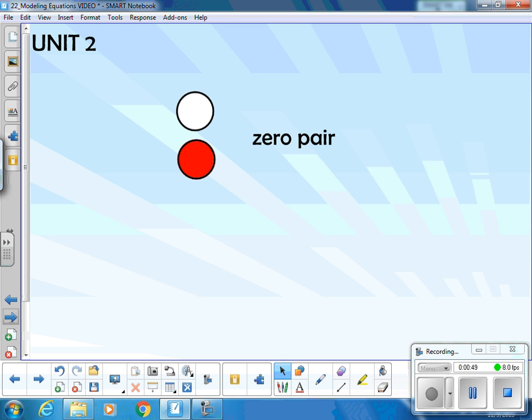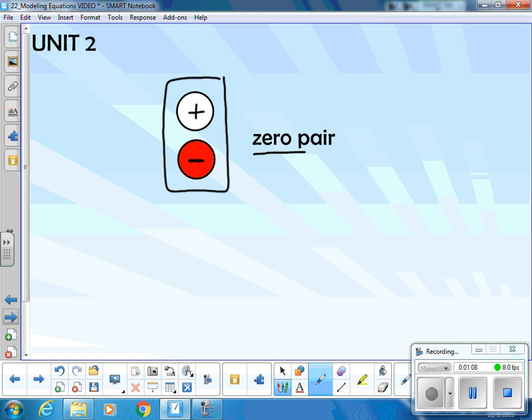So if you remember back when we were talking about our integers, and we had the counters, with those counters, our white counters were positive and our red counters were negative. If you remember that, when we put them together, we called that a zero pair, because if I have +1 and -1, I have one and I take one away, that equals 0. That is our inverse property of addition. So we're going to be using that inverse property of addition to model equations today.